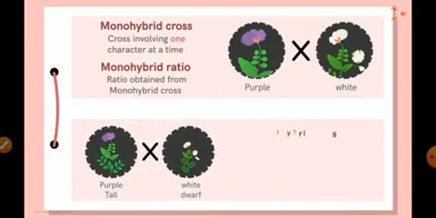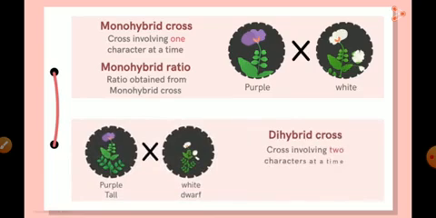How is a dihybrid cross, that is a cross involving 2 characters at a time, carried out then? And what about the dihybrid ratio? Let's get to know that in the next part.